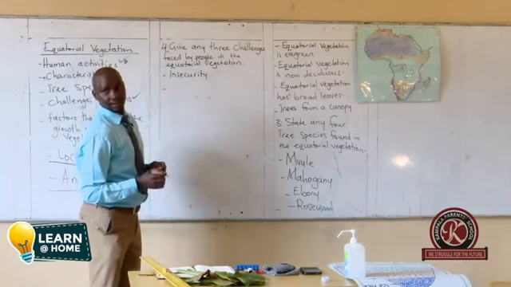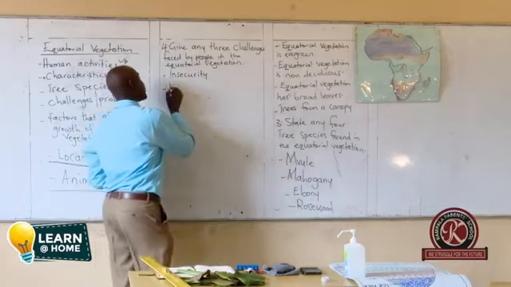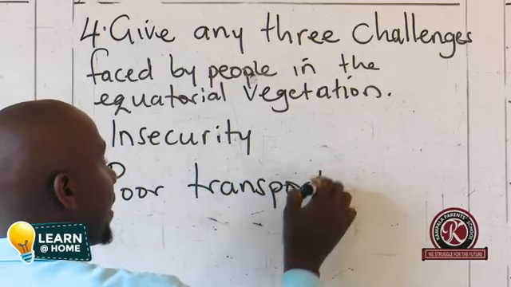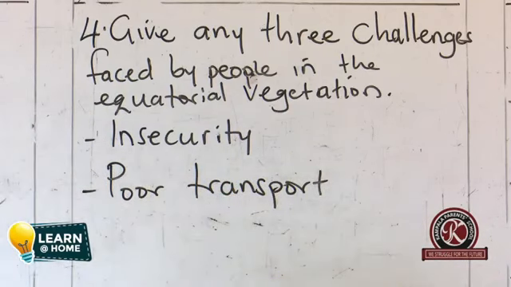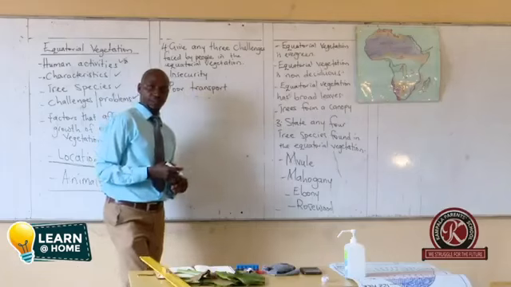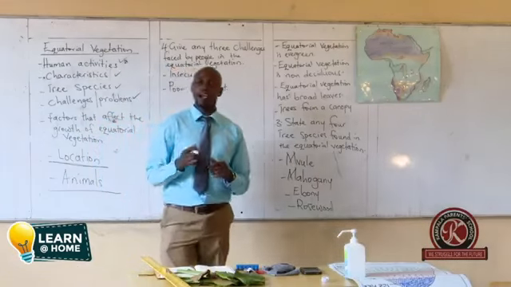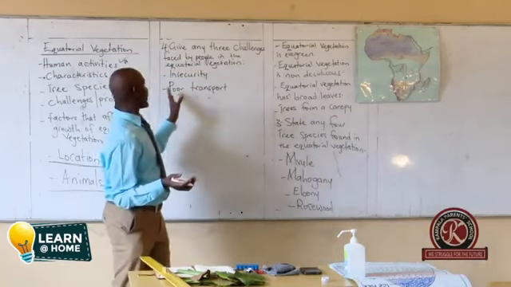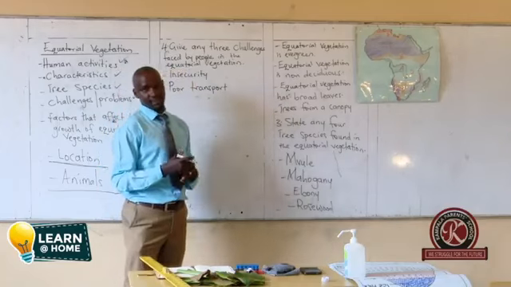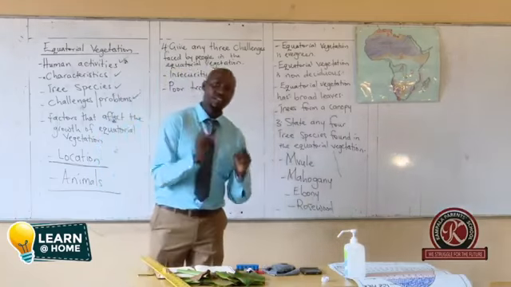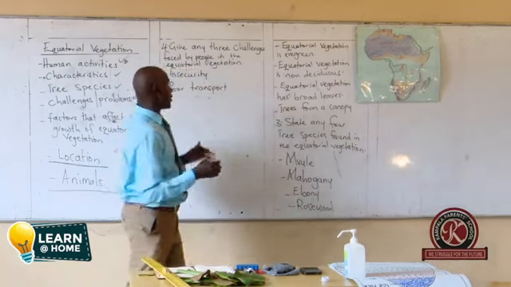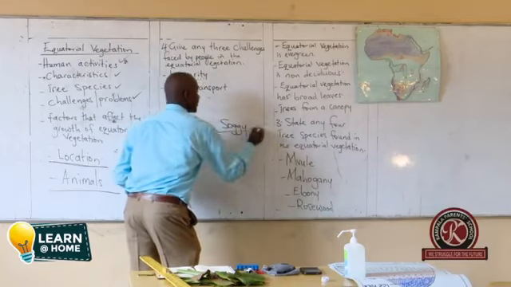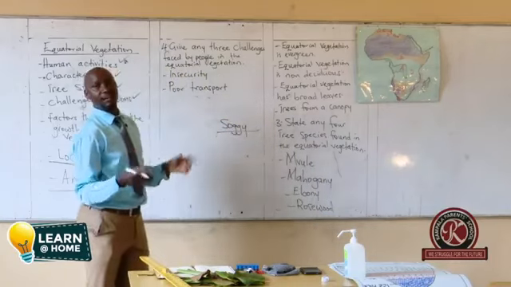Another one we can talk about, yes, one is saying poor transport. That's good. Poor transport is also a problem faced by people who live in the equatorial vegetation. There is a common question I've already seen in exams. Why is road transport difficult in the equatorial region? And we have already said presence of thick forests. The thick forests make road construction difficult. Then the land is also soggy. When you say land is soggy, it means the water table is near the earth's surface.